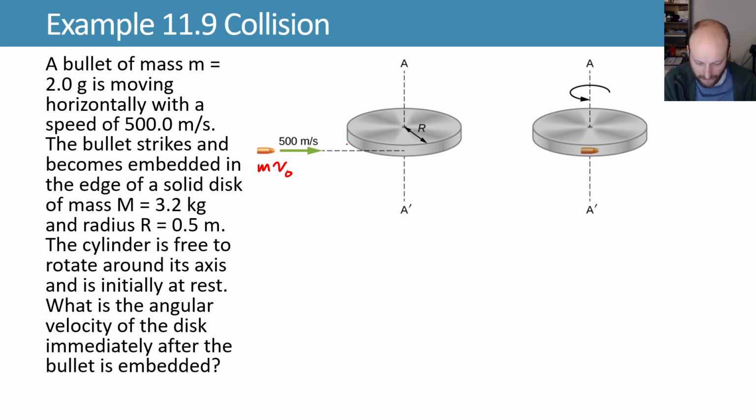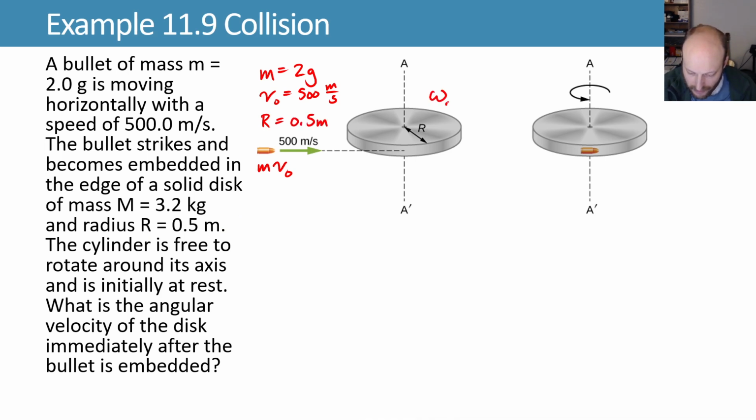We have the velocity there, 500 meters per second. The mass of this bullet is 2 grams. The velocity, I already mentioned, is 500 meters per second. And then it hits this edge of a solid disk at that very edge at the radius of 0.5 meters. So that radius is 0.5 meters.